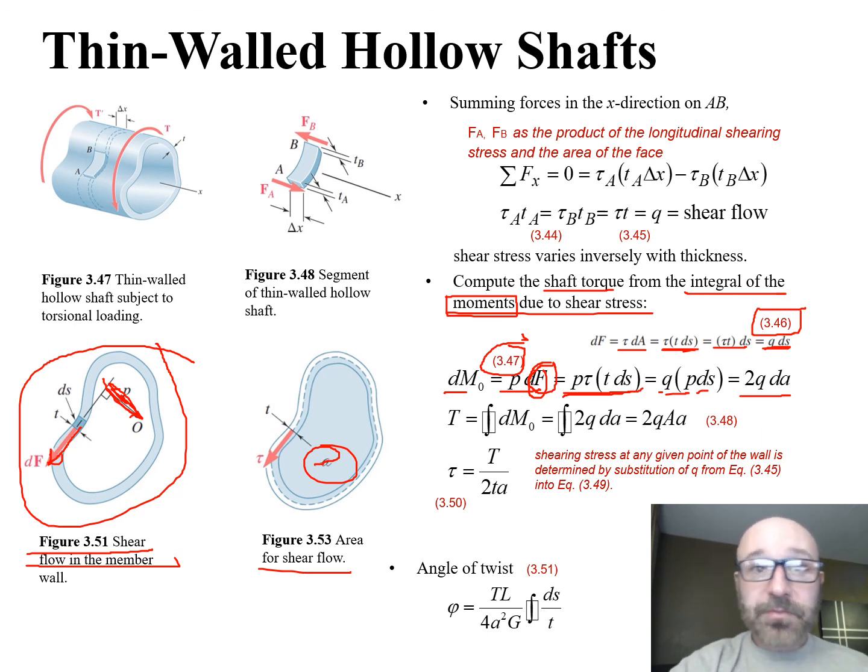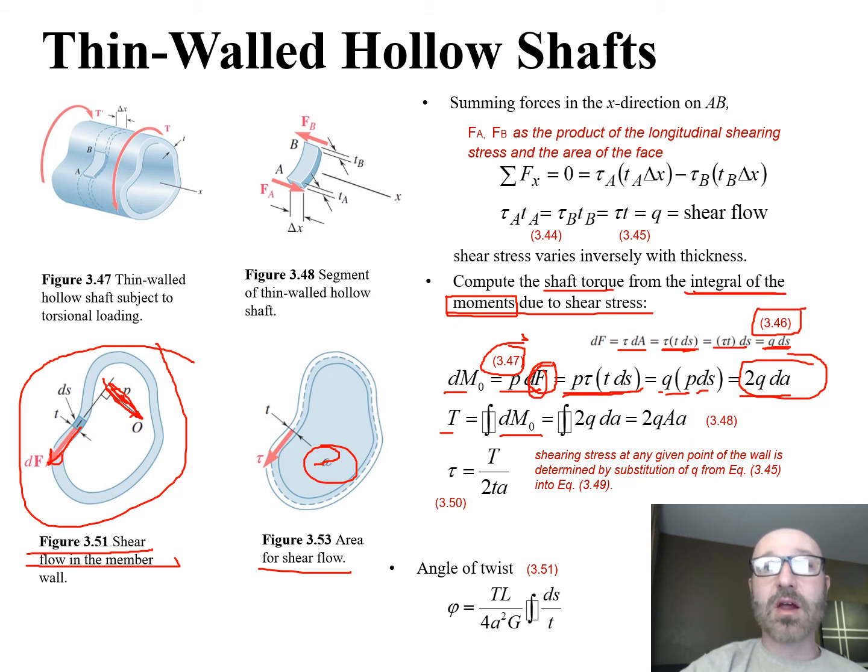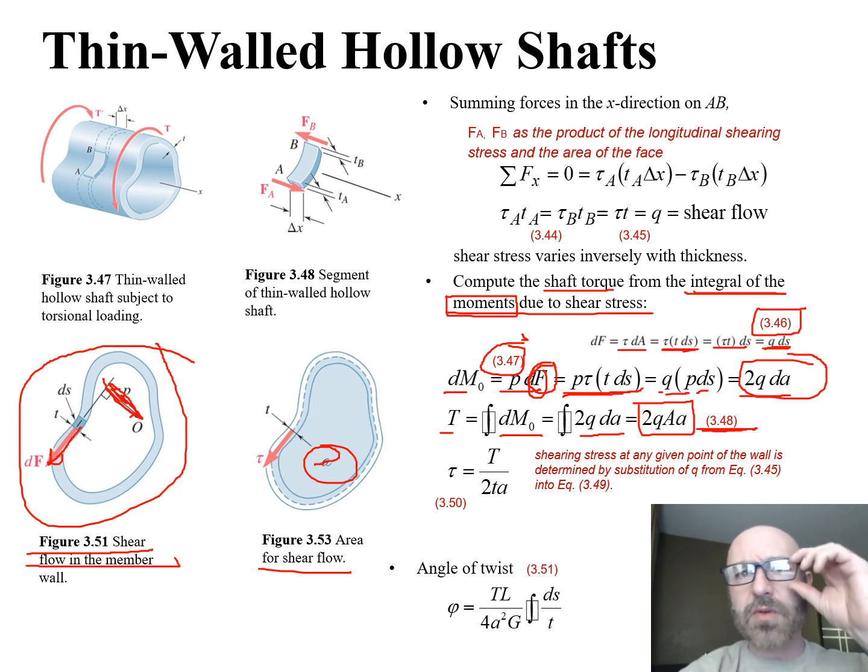So then what we can do is take our torque T as equal to the integral of the moments dM about O. Plug in this value from the relationship that we saw up there from 3.46 and 3.47. It's the integral of 2q dA, which then, when we do that integral, is equal to 2qA, and this is given by equation 3.48 in our text. So if you're interested in doing a little bit more of that derivation, please look back at equation 3.44 all the way through 3.48 in your textbook.